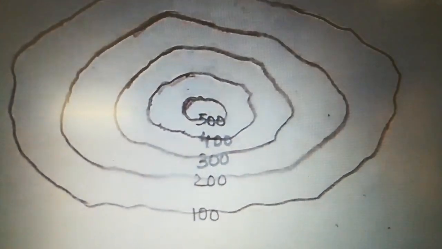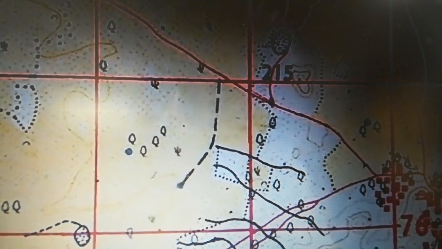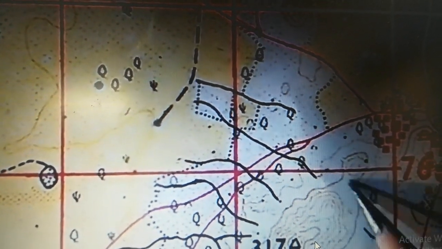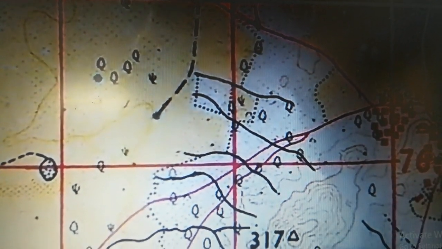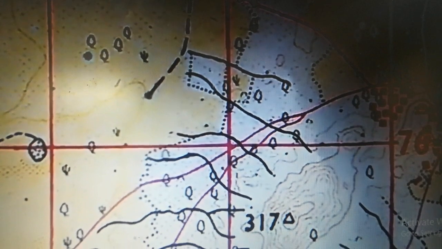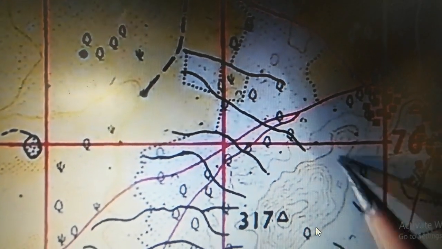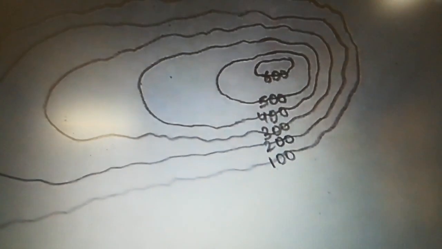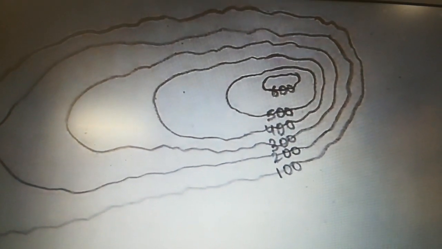I think you understood. Now on the topo sheet, you can see a conical hill. This is a conical hill. Okay, uniform height. You can see the uniform height. Now we can see the same type of contour lines.